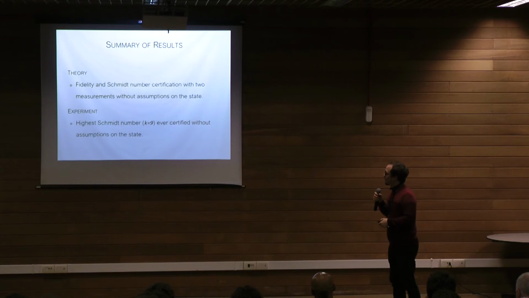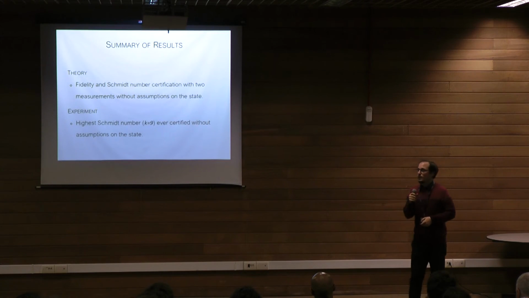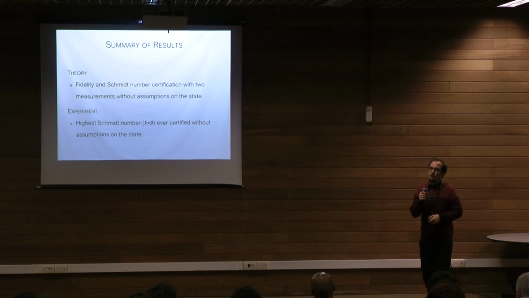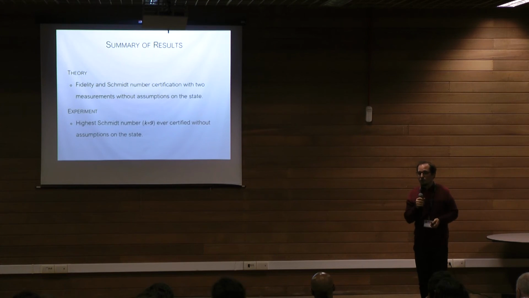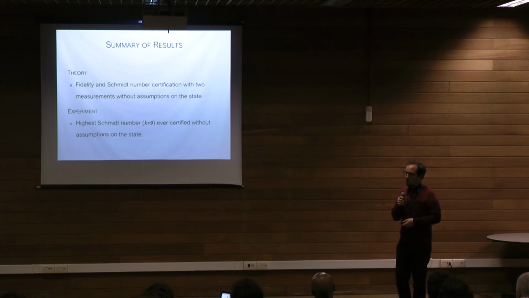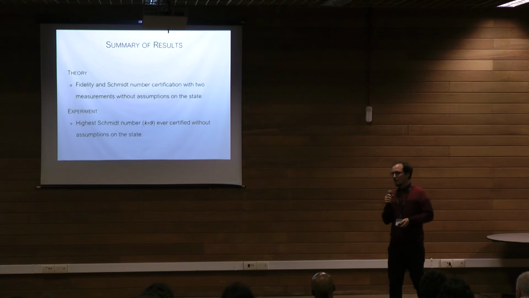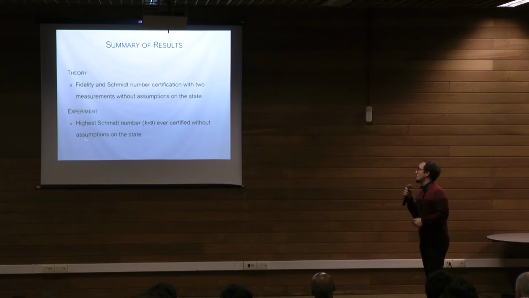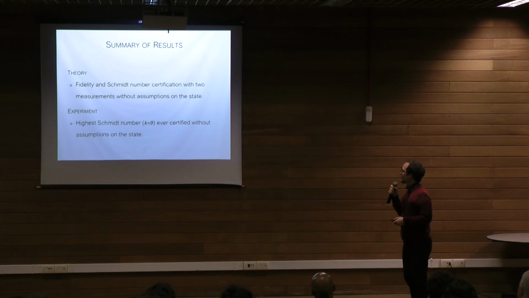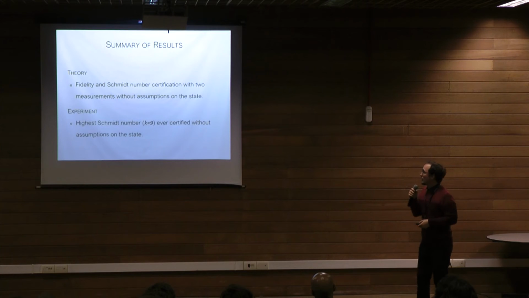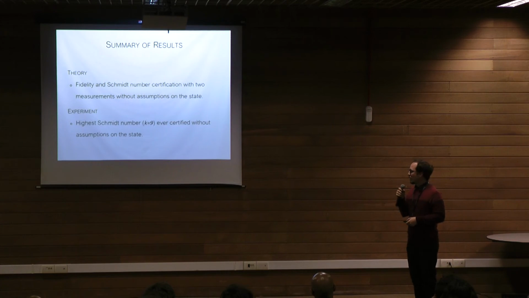And this is a quick summary. The theory simply says that we can measure fidelity and Schmidt number of an experimental state using only 2 measurement settings, which is much better than previously known methods where this always scaled with D. And in the experiment, we actually certified the Schmidt number of 9, which is the highest Schmidt number certified without any assumptions on the state, I think, at the time. Now we can do better.